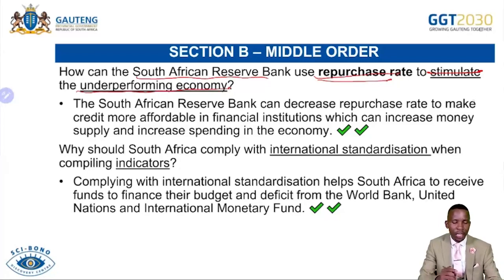So let's see the action. South African Reserve Bank can decrease the repurchase rate to make credit more affordable in the financial institutions, which can increase money supply and increase spending in the economy. And then we continue again.